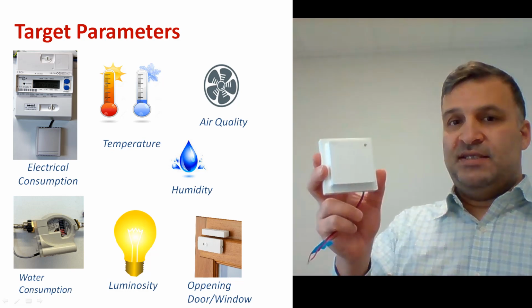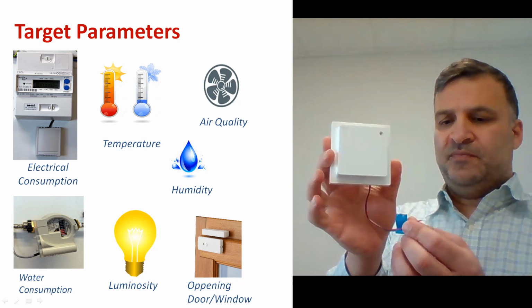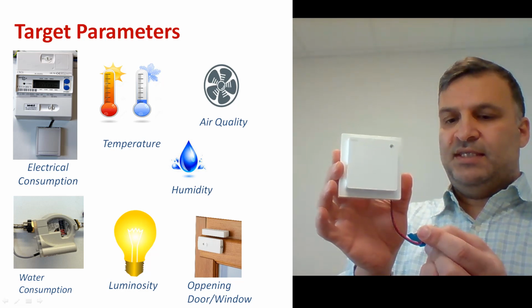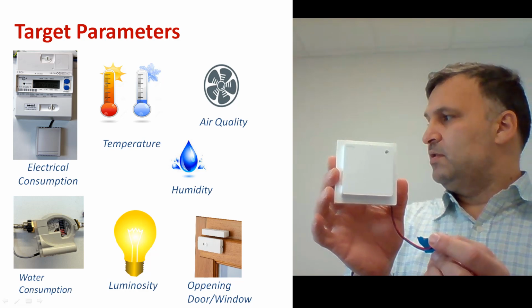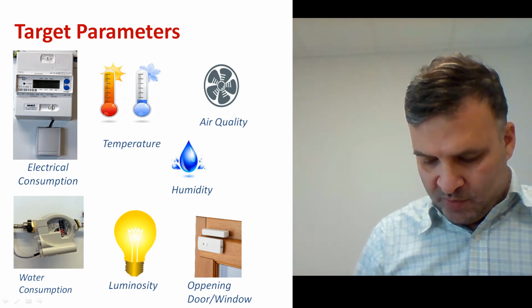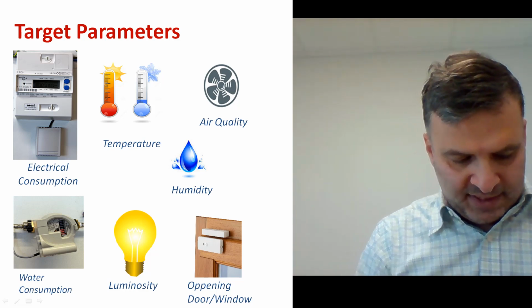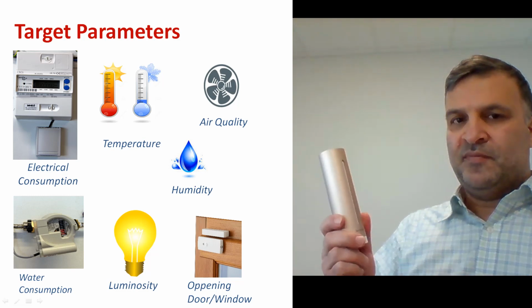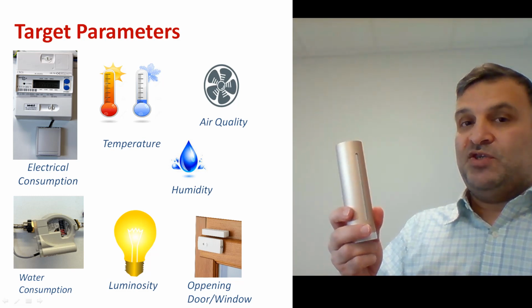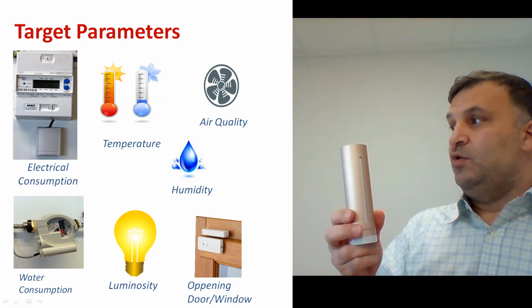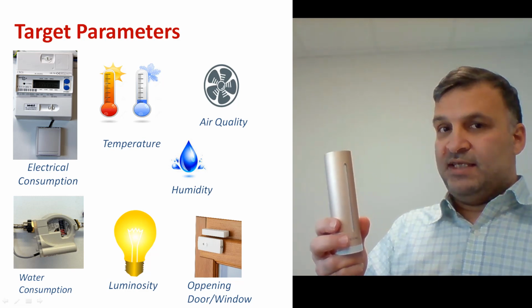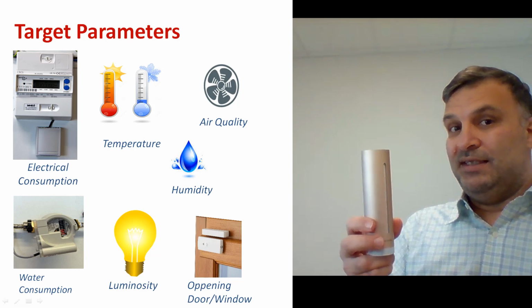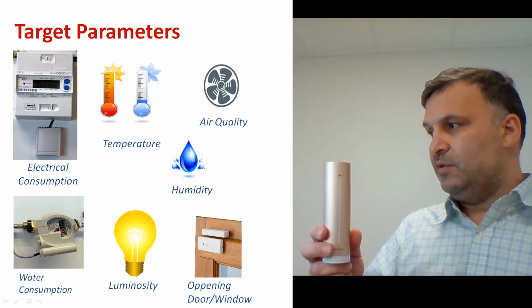This is a CO2 sensor, for example, but this sensor needs a feed of 12 volt, so it is a little bit complicated. We replaced it with this sensor. This sensor can measure temperature, humidity, luminosity, noise, and CO2 at the same time, and it can communicate it immediately to the cloud.